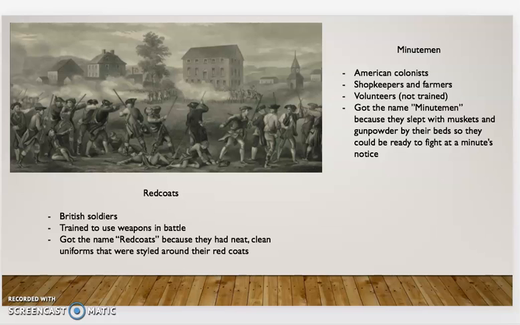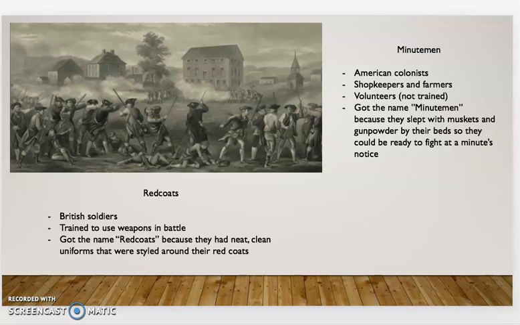They were volunteers who wanted to volunteer for their country and for their people. They were not trained to use these weapons. They were not trained together. They were not trained to fight. And they got this name Minutemen because they slept with muskets and gunpowder right by their beds so that they could be ready to fight at a minute's notice. And that's why they were able to be ready when Paul Revere came riding through saying the redcoats are coming. They were always ready to jump into action.